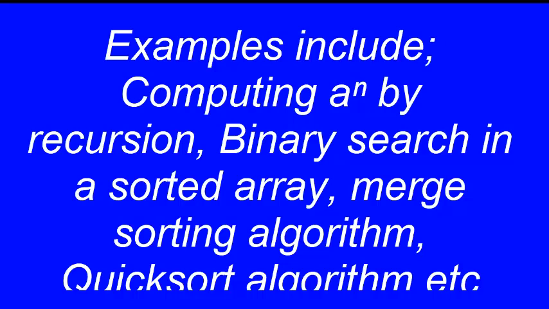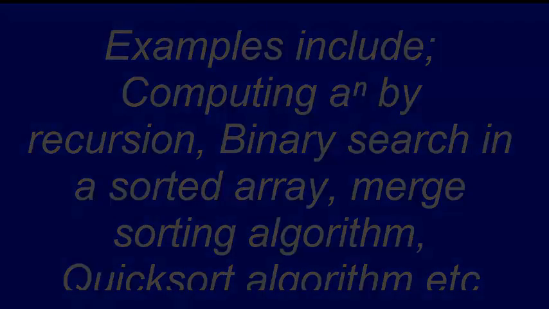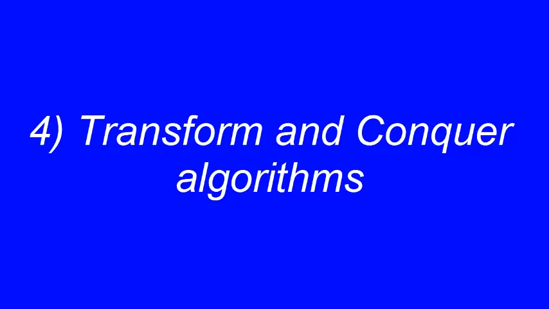So we are going to give you some examples of divide and conquer algorithms, which include computing a to the n by recursion, binary search in a sorted array, still by recursion, merging algorithms, quicksort algorithms. So the fourth type of algorithmic strategy we'll talk about here is transform and conquer. Sometimes people get to confuse the difference between divide and conquer, decrease and conquer, and transform and conquer.